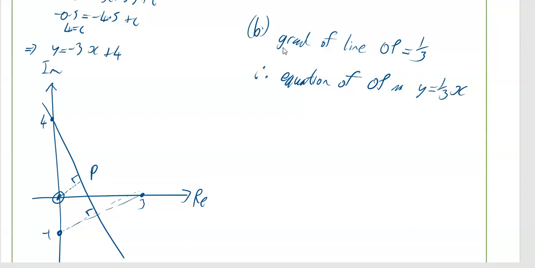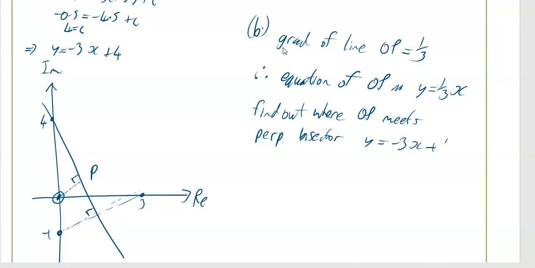So we want to find out where this line meets your perpendicular bisector. So we need to find out where OP meets your perpendicular bisector. And the equation of that perpendicular bisector was y is equal to minus 3x plus 4.